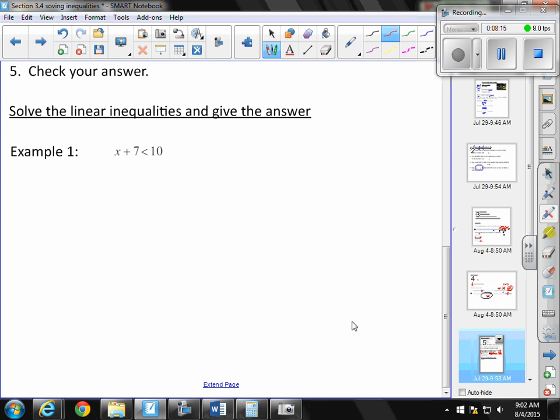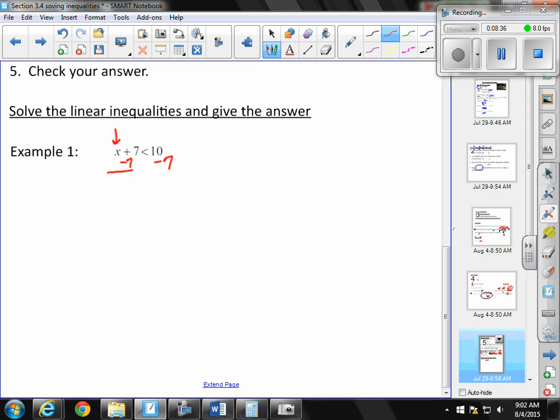So step 1, simplify. I have nothing to simplify in this one. Step 2, use the addition property. I want to get all of my x terms on one side. I only have one x here. Means I have to move my number to the other side. Positive 7 means I'm going to subtract 7 from each side of my inequality.